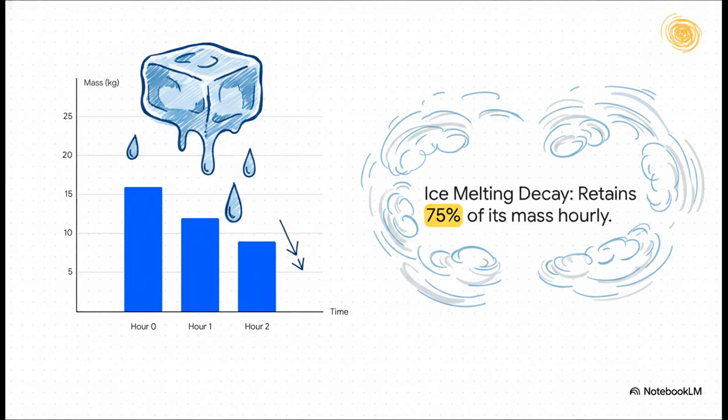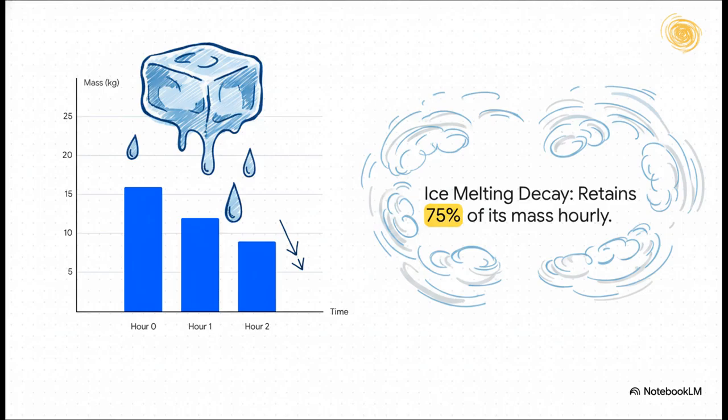Now, let's look at the reverse process, ice melting decay. Imagine you've got a heavy 16-kilogram block of ice. Because of the room's temperature, each hour it retains only 75% of its mass. Think about that. It melts and loses 25%, meaning it keeps 75. So our starting value A is 16, and our multiplier B is 0.75.